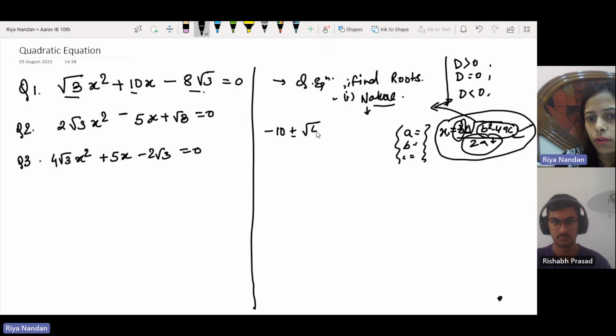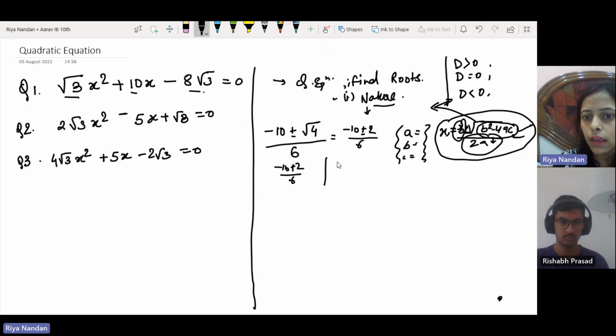So root 4 is what? 2. Yes, so just simplify the value. Root 4 is 2. It means you are getting minus 10 plus minus 2 upon 6. Okay, and if you will take two values, minus 10 plus 2 upon 6 and minus 10 minus 2 upon 6, right? Yes, because of this plus minus sign.